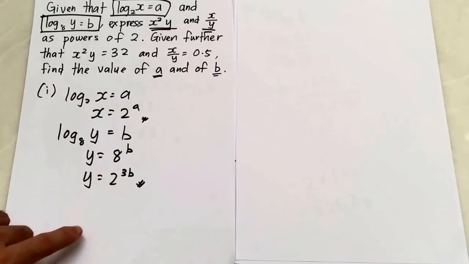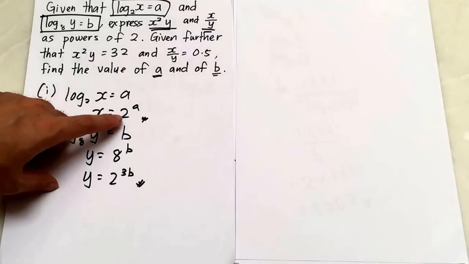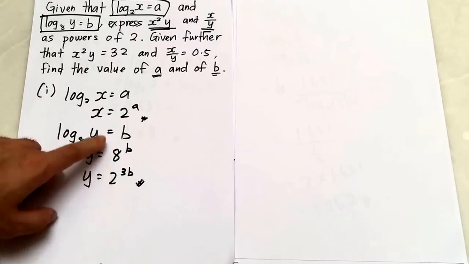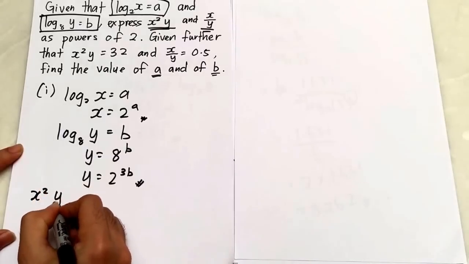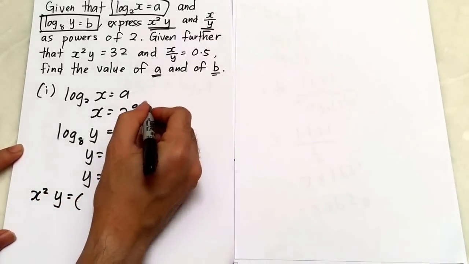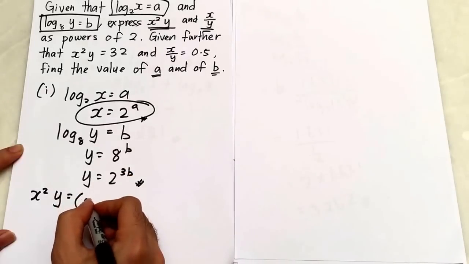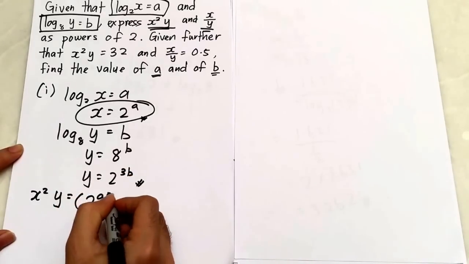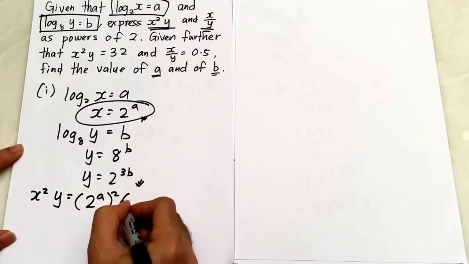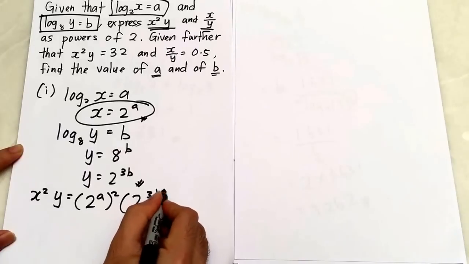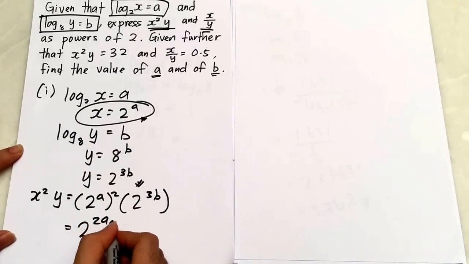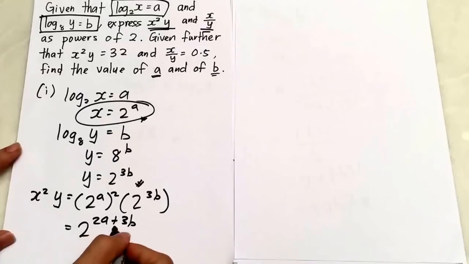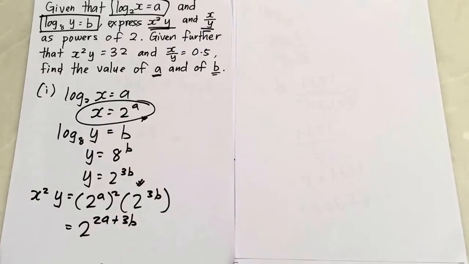So in order to get 2 power of something, this is the reason why I change everything to 2. Alright, then only I do a substitution. So x squared y will equal, my x is this one. Do you see my x? I substitute into here, 2 power of a, squared. y is 2 power of 3b. Then you know this one is 2 power of 2a plus 3b, because multiplication in indices means plus in their power.